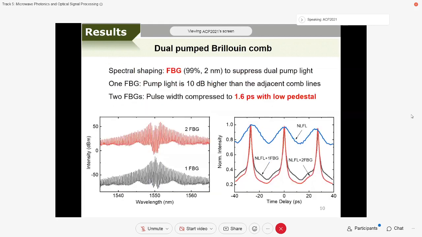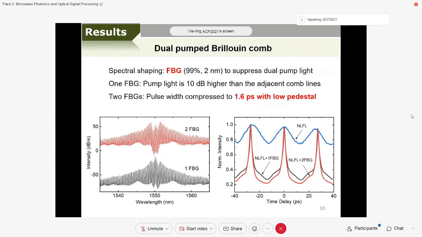Next, FBGs, fiber Bragg gratings, are employed to suppress the pump light to realize a short pulse for wideband comb generation. The FBG in the experiment has a reflectivity of 99% and a bandwidth of 2 nanometers. In the case of only one FBG, the intensity of the pump light is still 10 dB higher than that of the adjacent comb lines. As a result, two FBGs are cascaded to achieve spectral shaping. Meanwhile, the pulse width is compressed to 1.6 picoseconds with low pedestal.